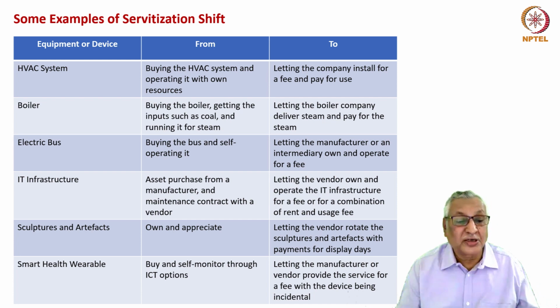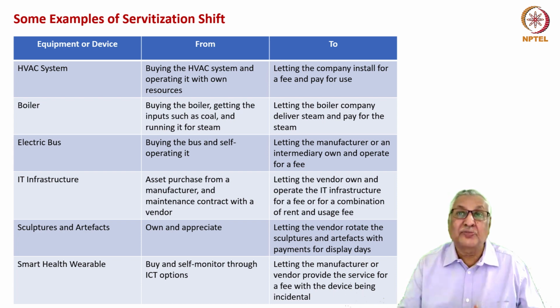Then look at a smart health wearable. Typically, you have a watch which monitors you, connects you to your mobile telephone, and you buy that product and self-monitor through ICT options. Instead, you can think of a case where the manufacturer or the vendor provides you the required advice on your health parameters, and the device is going to be just incidental. We can think of any number of developments for that.